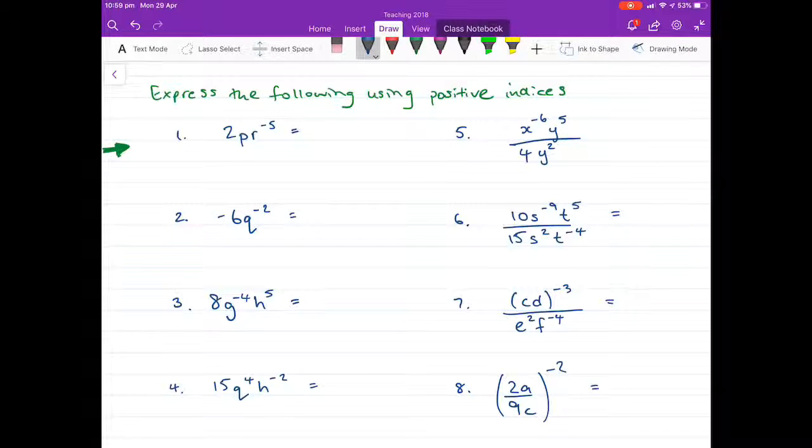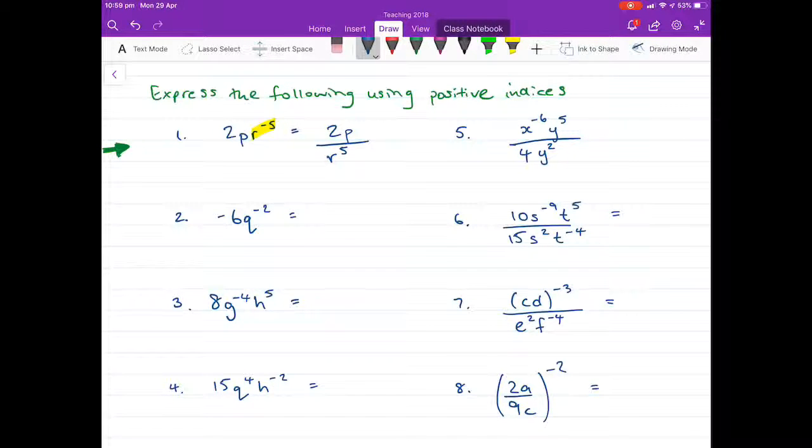Okay, solution time, just see how you went. Question 1, 2pr to the negative 5. It's just the r to the negative 5 that is the negative indices. So the 2p will stay on the numerator and the r to the power of 5 will become the denominator.